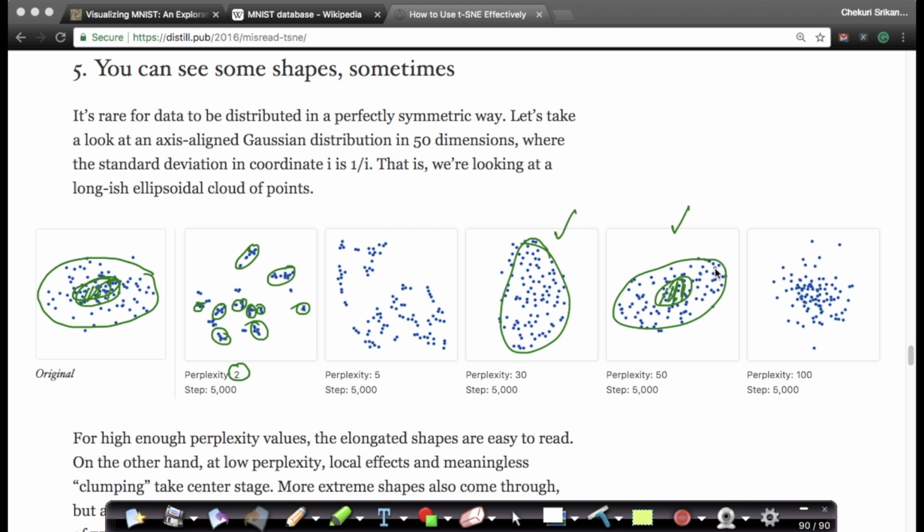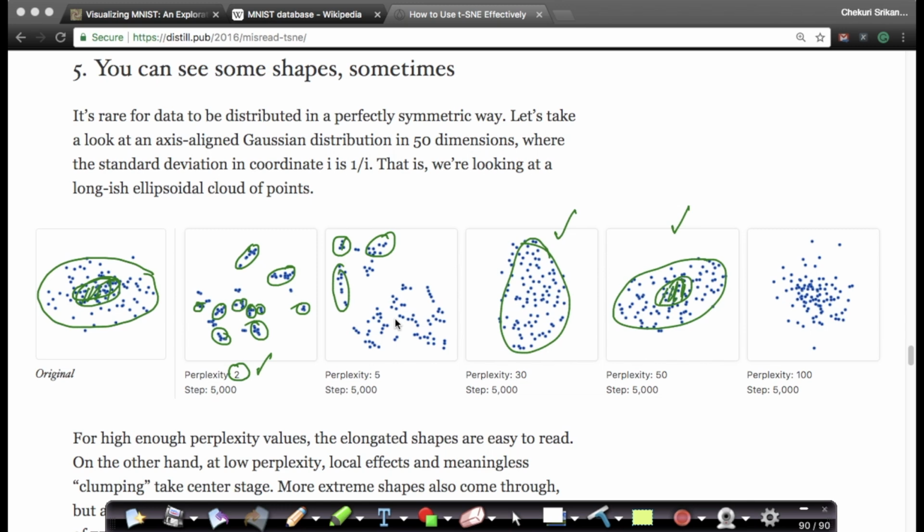Because we know t-SNE tries to do this, right? We know internally that t-SNE tries to spread our points evenly, right? So that's another thing. Never just look at small perplexity values, like 2 or 5 even in this case. You could conclude that, okay, there are these nice clusters here. So never get confused by that.